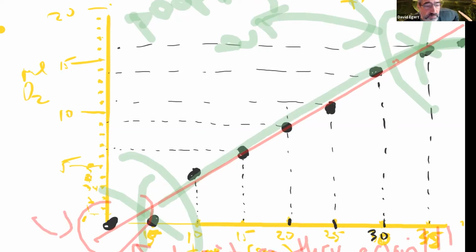A lot of times people think it has to go through the origin. It doesn't. And a lot of times it's not even going through a dot. It's just close to a dot. So this is going to be my best fit line. So here I got my best fit line.